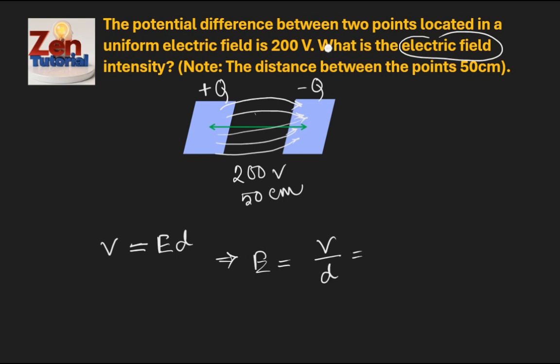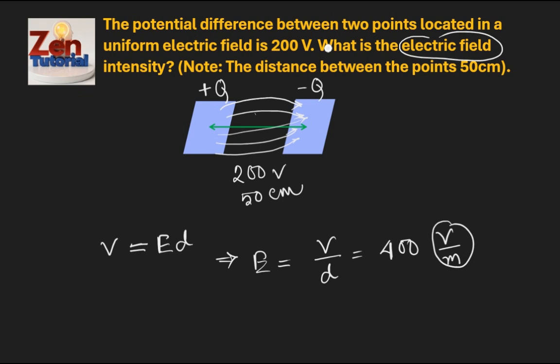So after plugging in these values, we have 400. So the unit of volt is volt and this is meter. So the electric field is 400 volt per meter.